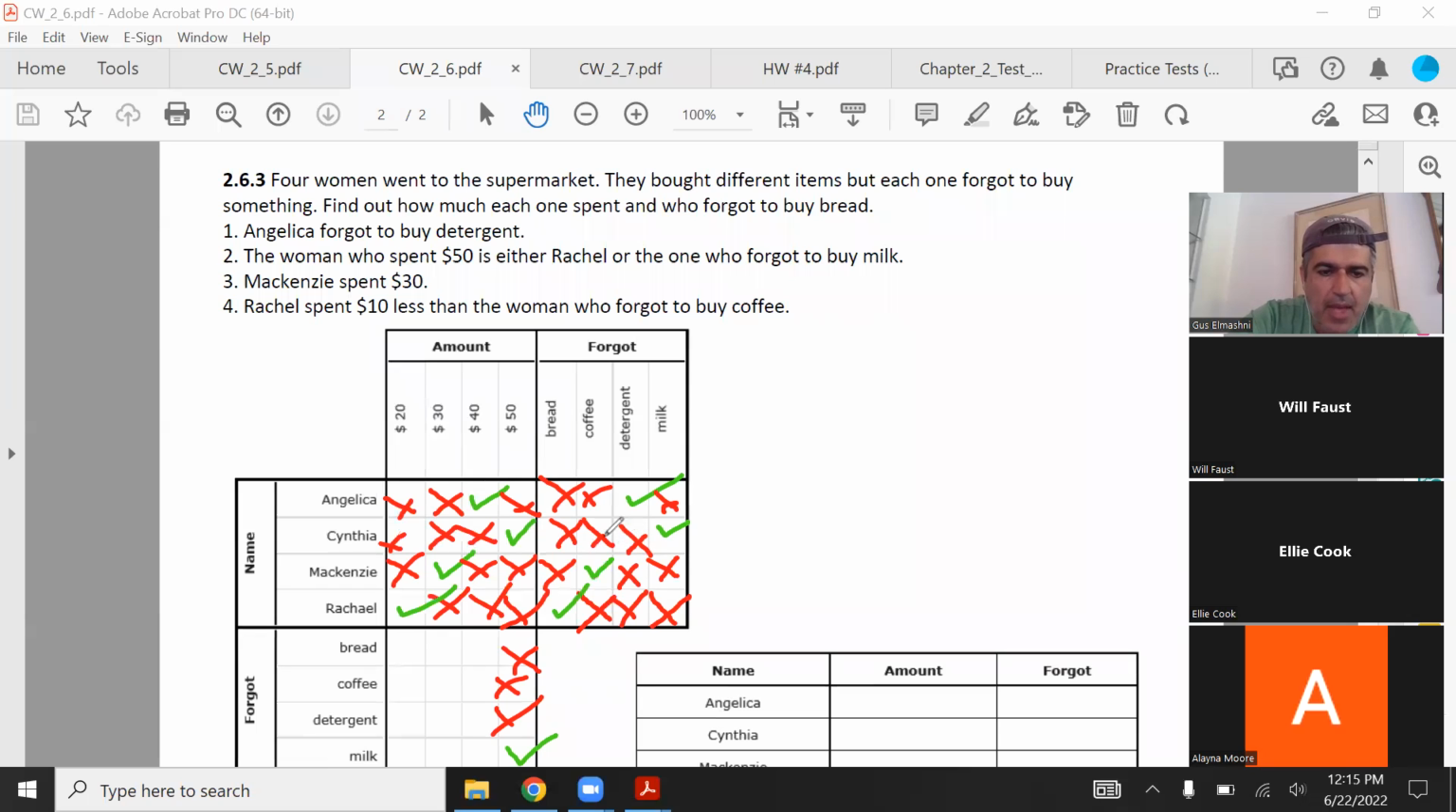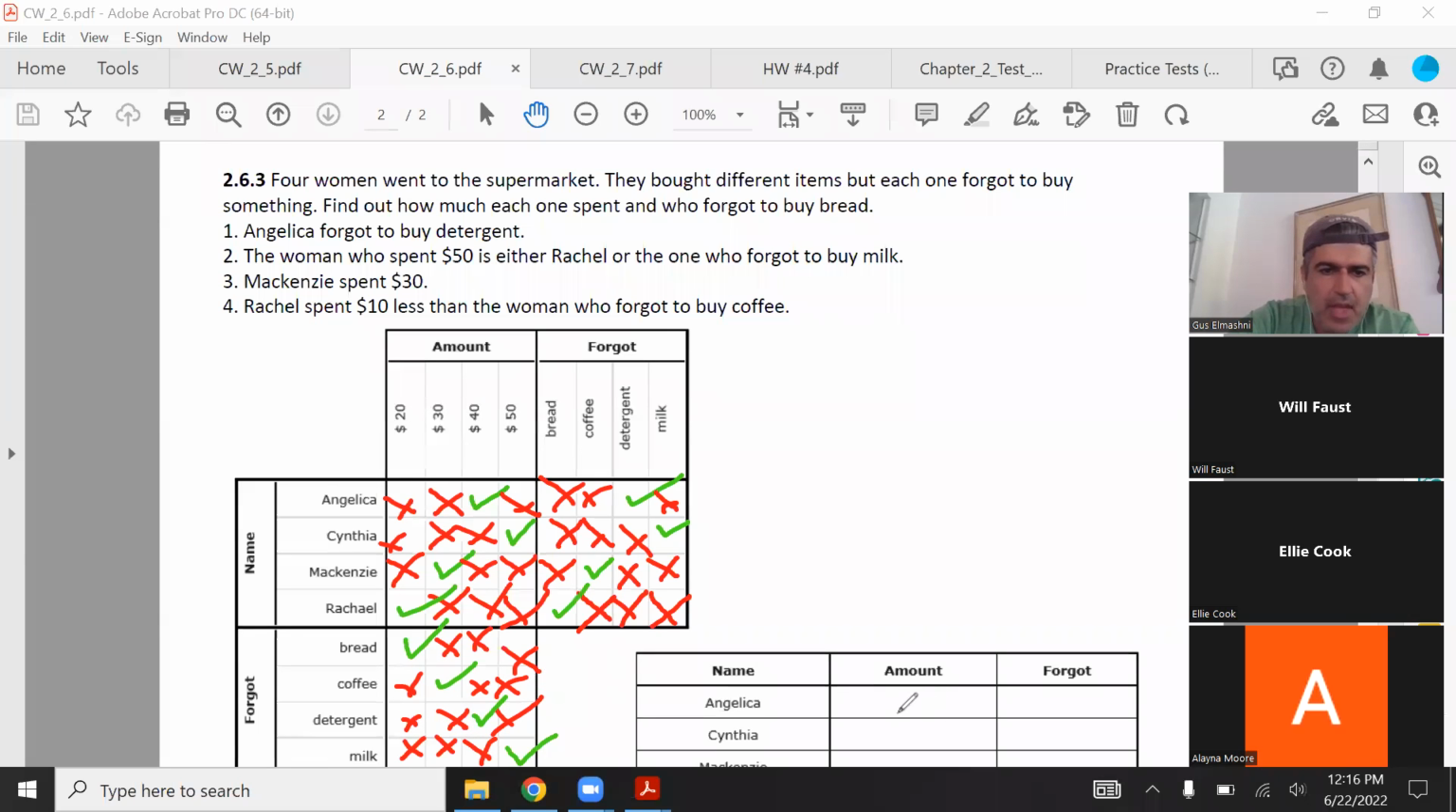And then you can kind of match up and say, well, $50 is Cynthia, and that goes with milk. So, okay, that's good. And Rachel is bread and 20, so $20 goes with bread. Then also we could say Mackenzie, 30 and coffee, so 30 and coffee have to match up. And then 40 and detergent have to match up. So it looks like we got it to work out. I did have to do a little bit of guesswork, but the whole point of this is to just help build your logical reasoning skills.